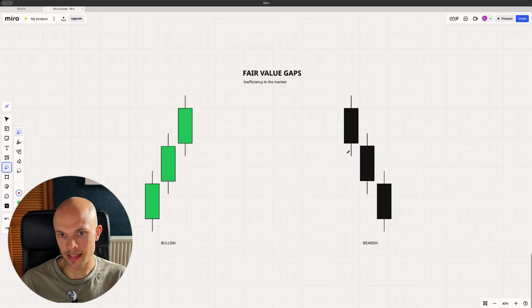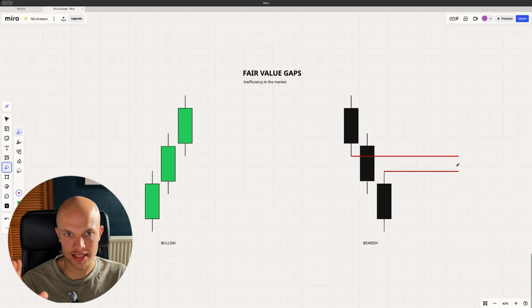Now, when the price is moving down in a bearish trend, we take the bottom wick of the first candle to the top wick of the third candle, and that is our bearish fair value gap. Same applies if the candle closes like this and we have an overlap of the candle's wicks, then it's not a valid fair value gap. We must have a gap between the first and the third candle. That is it. Simple as that.